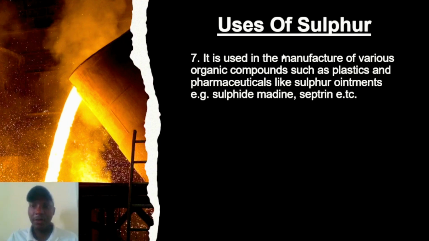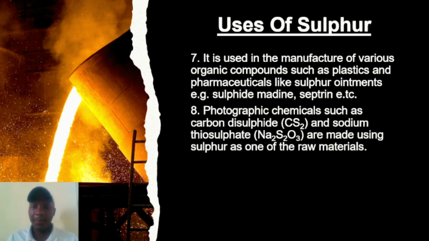The other use is in the manufacture of various organic compounds, for example plastics. It can also be used in pharmaceuticals, like the manufacture of sulfur ointments, for example sulfide, septrin, etc.